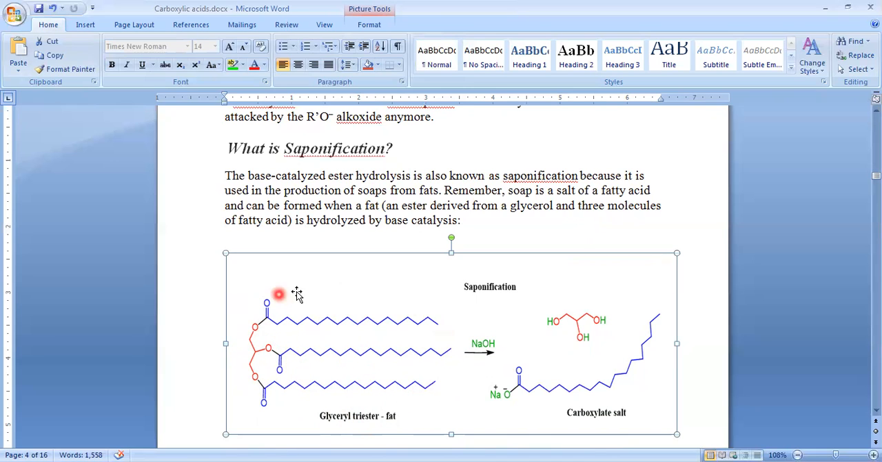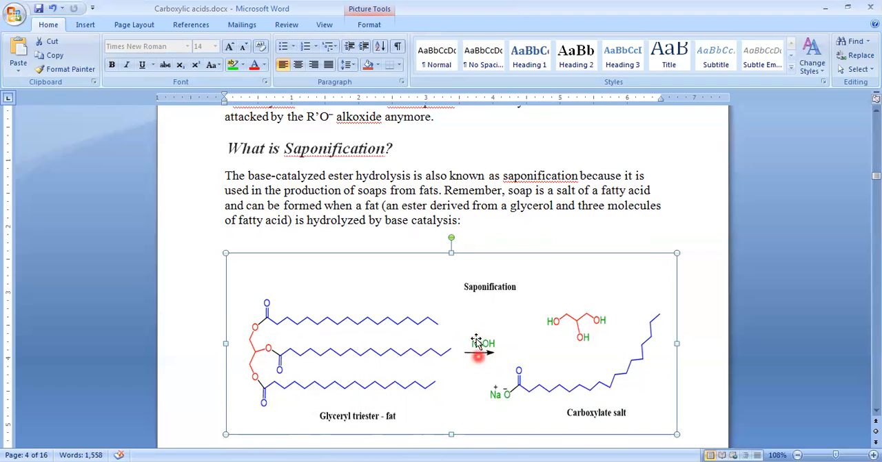So this ester is known as glyceride ester, triester. So why tri? Because we have 3 ester groups, and these esters result from glycerol. So that's why this fat is known as glyceryl triester. So this is fat.